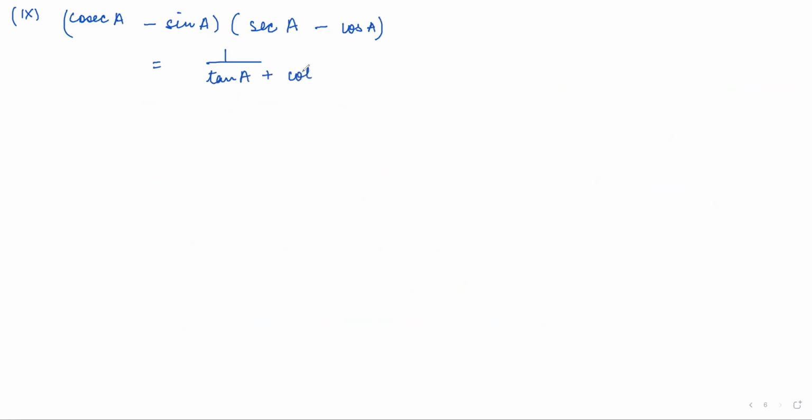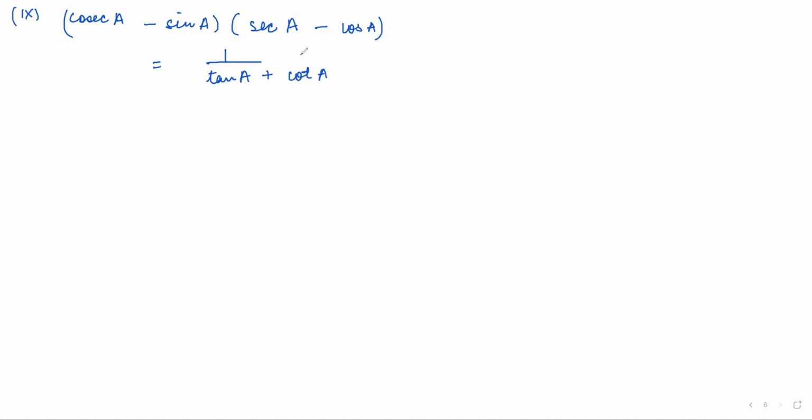Next part. Then I have ninth. This is (cosec A minus sin A) into (sec A minus cos A). And this you have to show to be equal to 1 upon (tan A plus cot A), right?